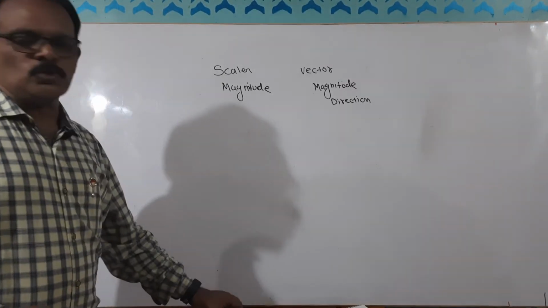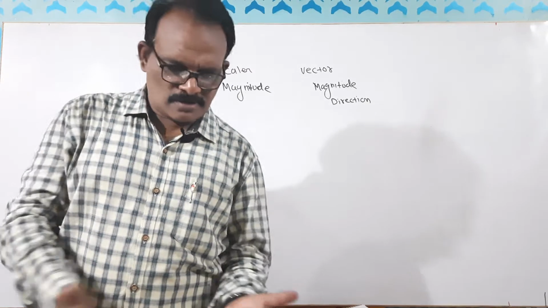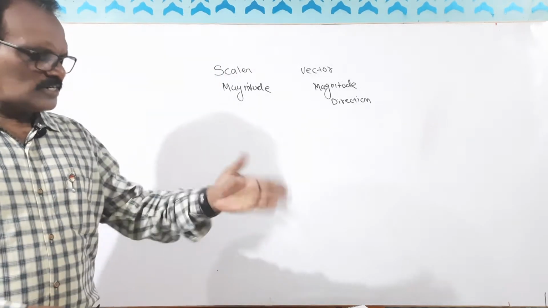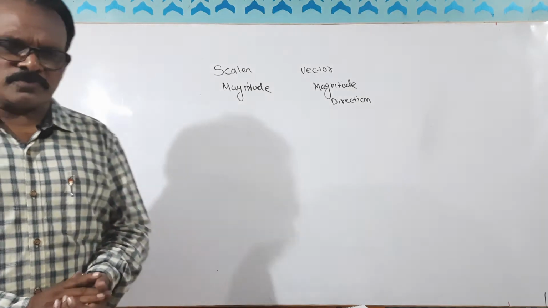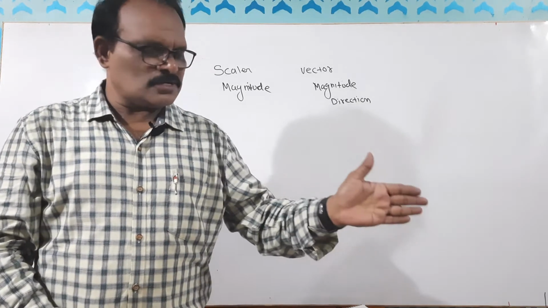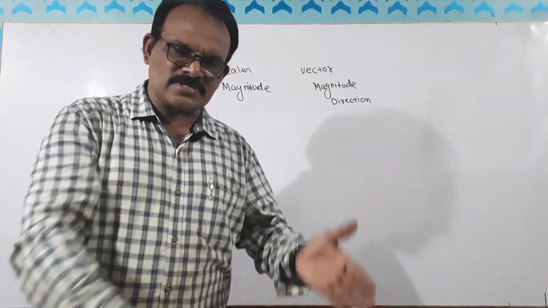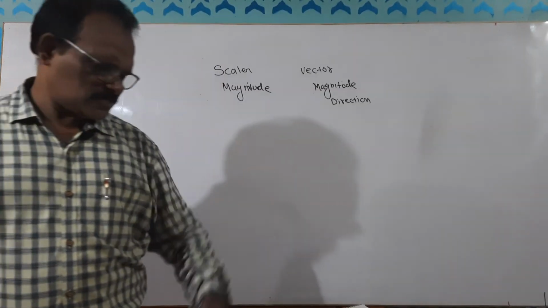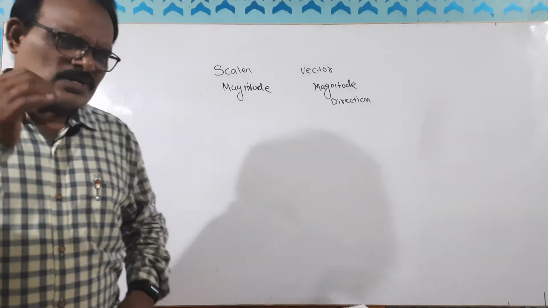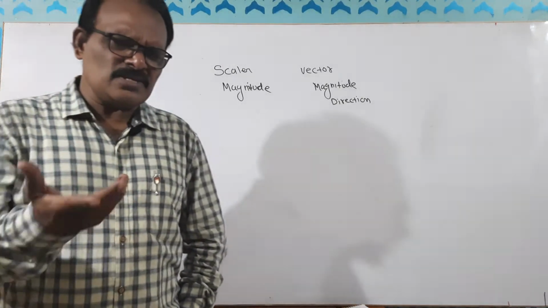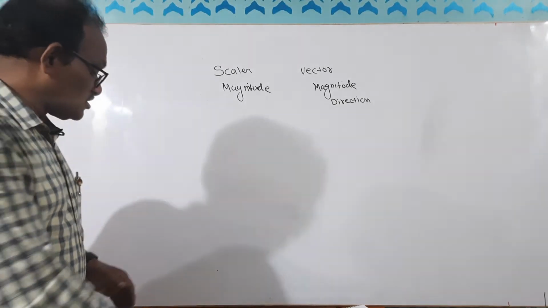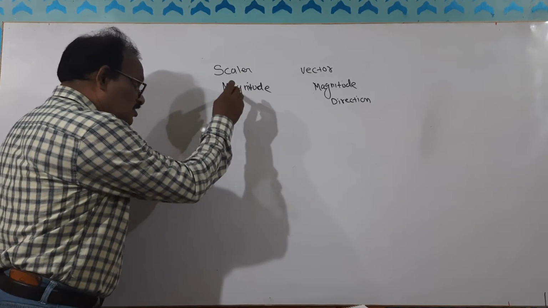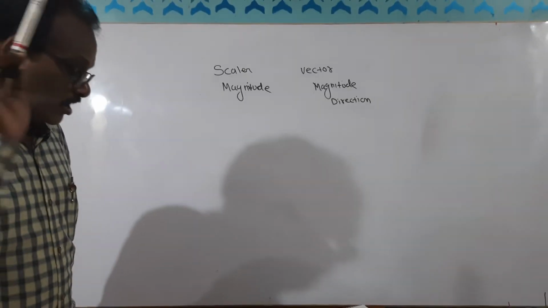Suppose I am new here. I came to the station, I got an address and I asked one guy, please will you tell me where this address is? So he will see that, oh, it is not far, it is just 1 kilometer. What has he told me? He told me it's nearly 1 kilometer. That means he has given me the magnitude, how far I have to go.